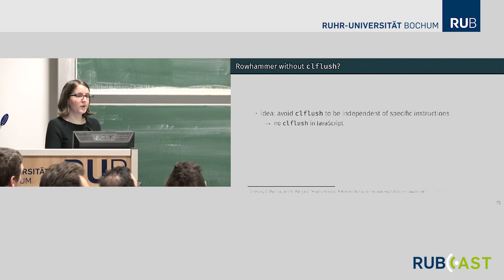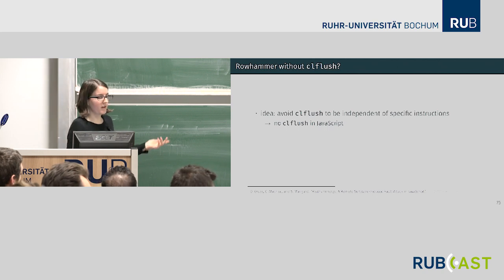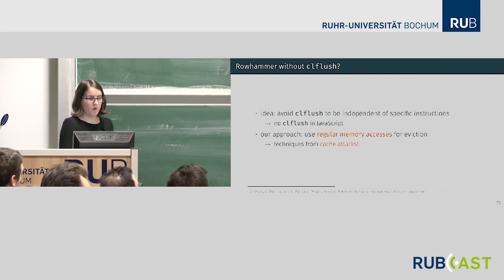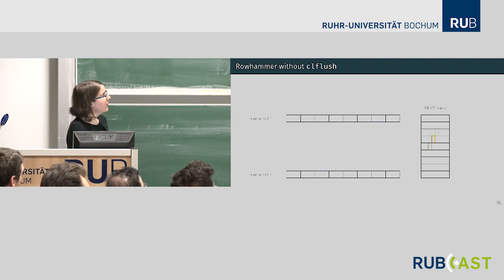And we thought we were going to do rowhammer without the CLFLUSH instruction, because CLFLUSH is quite dependent on the instruction set architecture, and we want it to be independent of the instruction sets. For example, you don't have CLFLUSH in JavaScript. So our approach is to use regular memory accesses to evict the lines that we want to evict, and this borrows techniques from cache attacks. So we're going to do rowhammer Prime and Probe style, basically. Again, if you want more documentation on that, you have our paper. So how does that work?